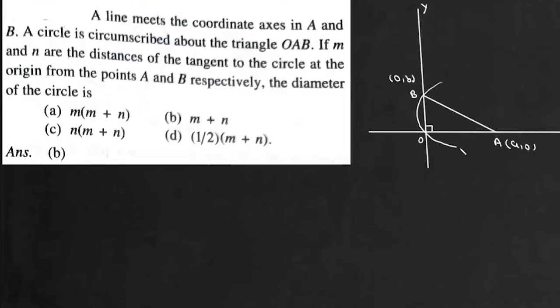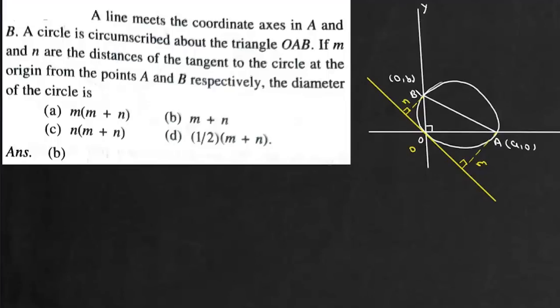circumscribing this triangle OAB. Now it says we have drawn a tangent at O, and the lengths of the perpendiculars from the tangent to these points A and B are M and N. So this is M and this is N. We have to find the diameter of the circle.